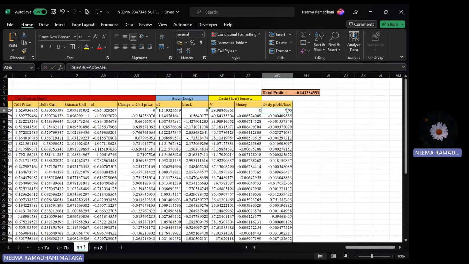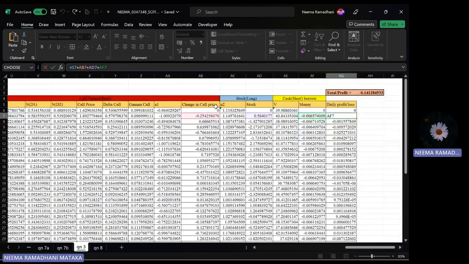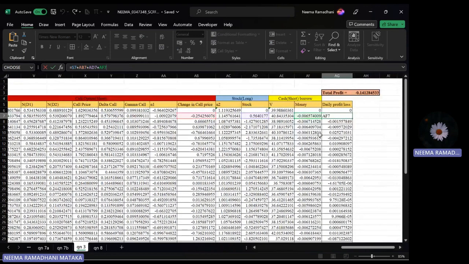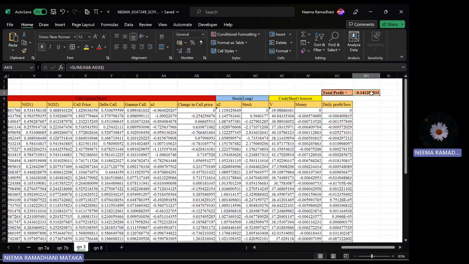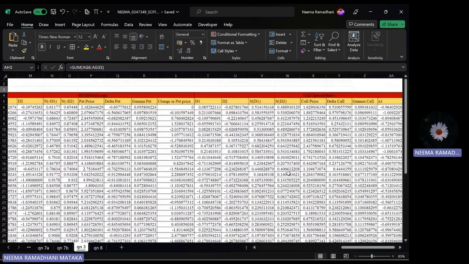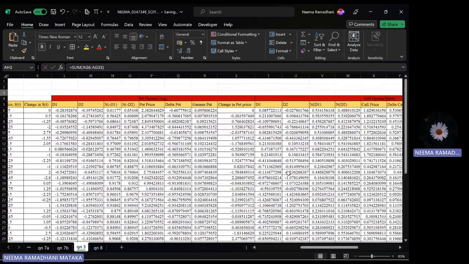Then lastly, since we have all these columns, we can calculate the daily profit or loss. The daily profit or loss is the summation of the change in put option plus the change in call option plus the stock plus the money. You get your profit or loss. So these are the values of our daily profits and losses. And since the question wanted the accumulated profit and loss, this is the summation of this last column here. So that's it for my presentation. I hope you've understood the main points. Thank you.